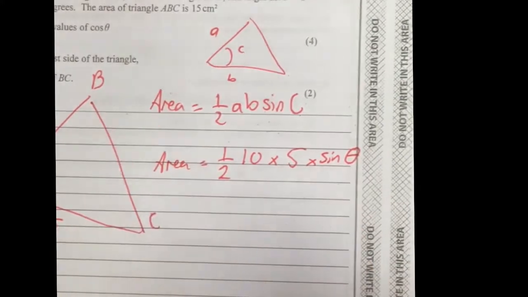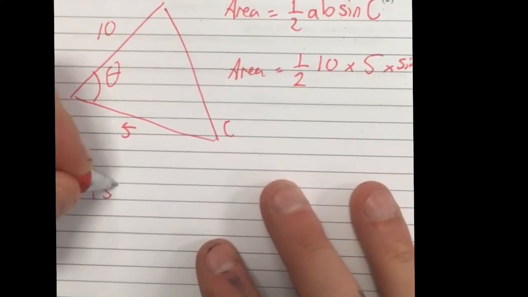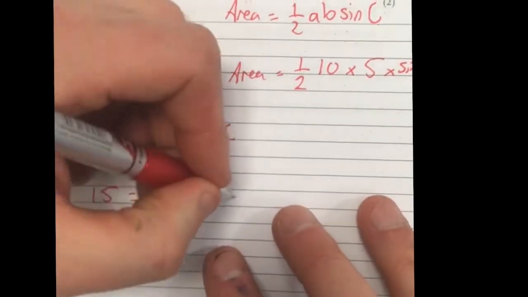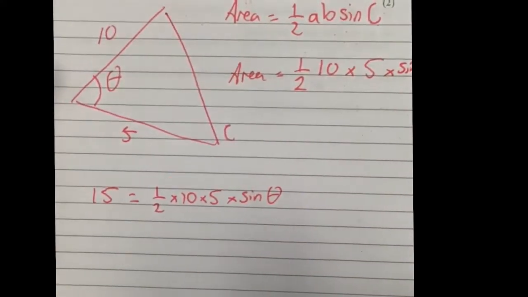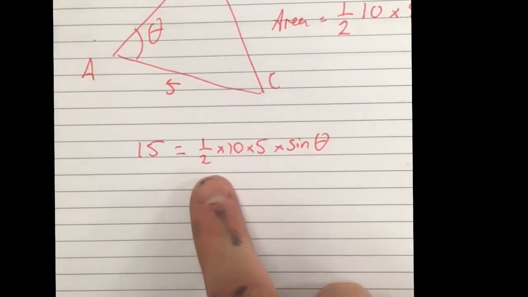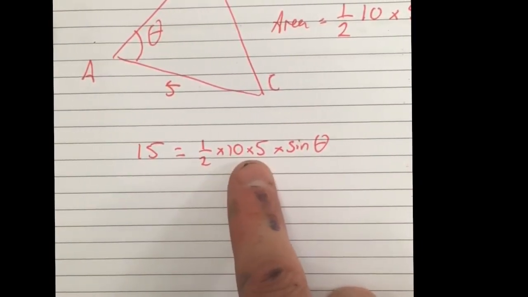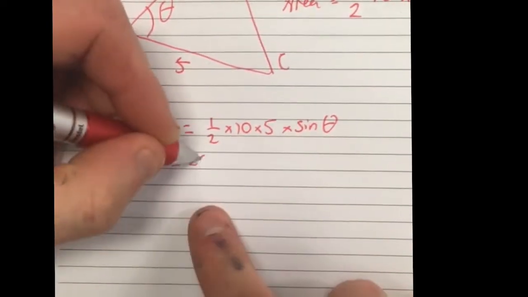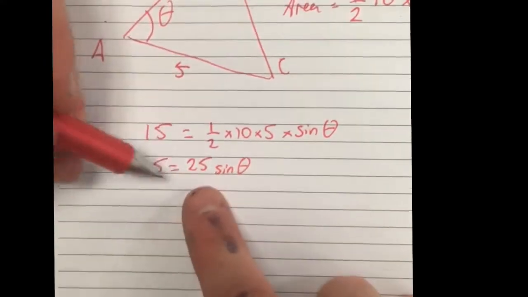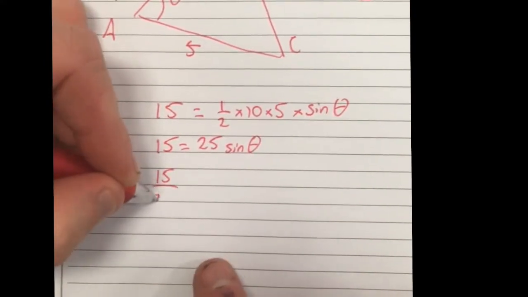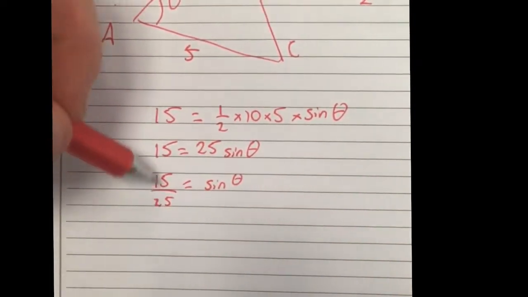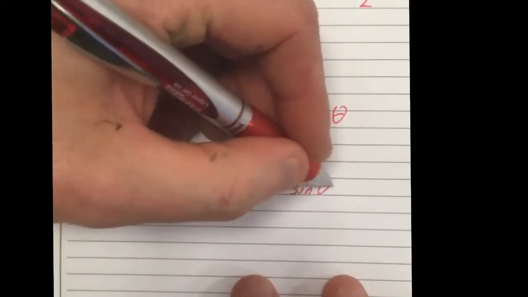We know the area is 15, so if you come down here, 15 equals half times 10 times 5 times sine theta. So we can work this out. We've basically got 10 times 5, 50, half of that, 25 times sine theta. So 15 is 25 sine theta. Divide by 25, 15 over 25 is sine theta. And we can simplify this, divide top and bottom by 5. So we get sine theta is 3/5.